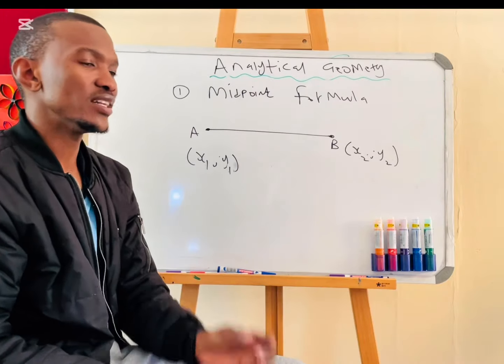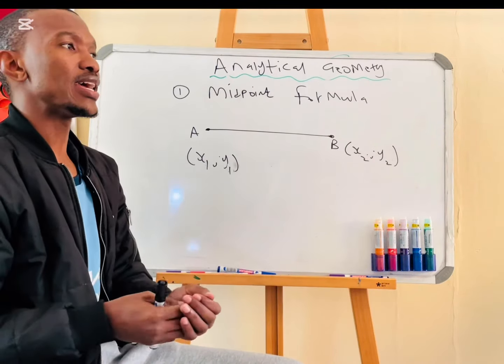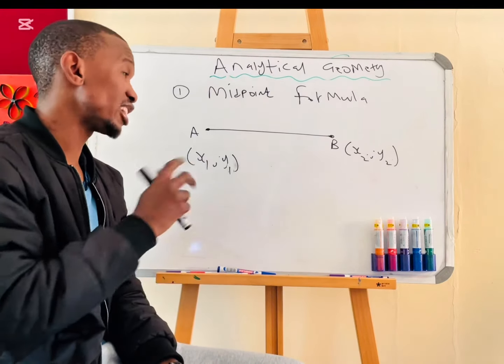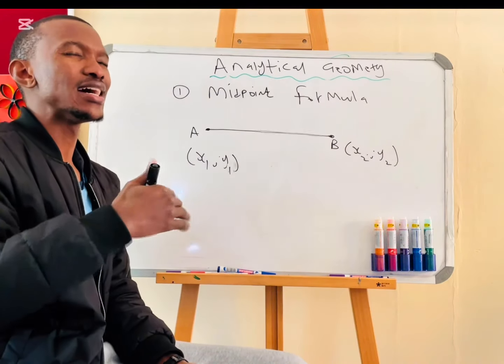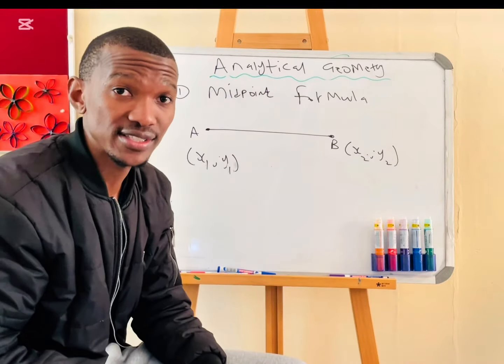A midpoint is basically a point that will cut a straight line into two equal parts. And that point, we say that it bisects. To bisect is to cut something into two equal parts, okay?